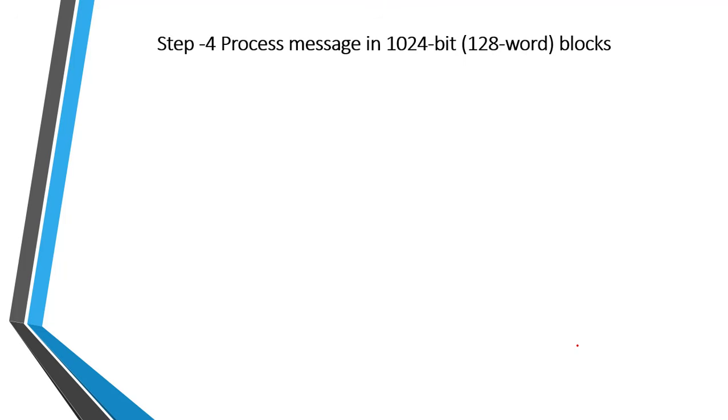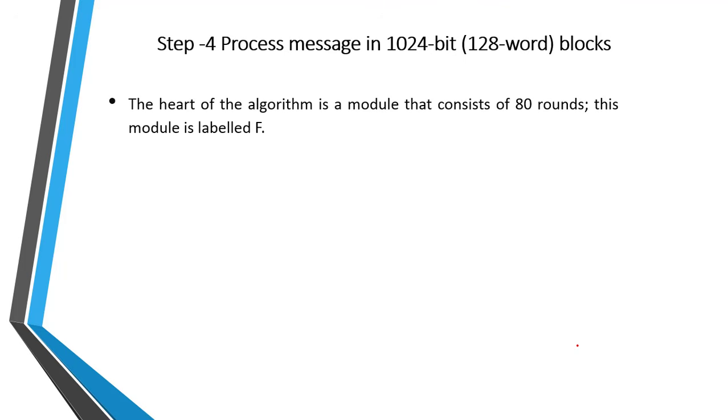After that, we are going to process the message in 1024-bit blocks. This is the heart of our algorithm, which uses the modulo. This module uses a total of 80 rounds, and this module is labeled as F.